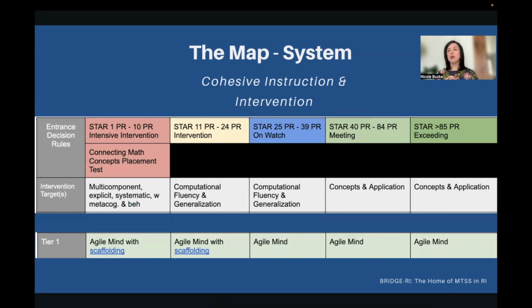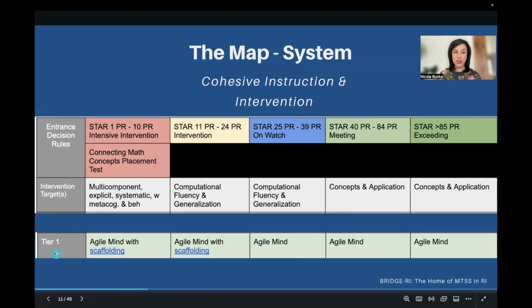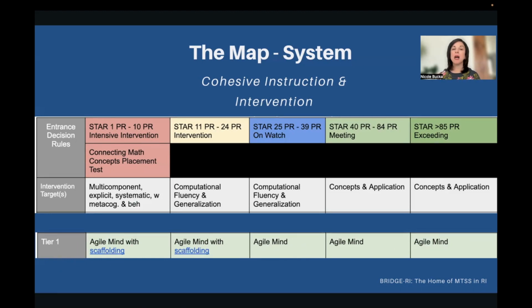Cohesion does not only mean that we only use our core instructional materials for every tier. Cohesion means we're meeting different students' needs the way they need to be met, and we want them to generalize that into their core instruction. So here you can see at Tier 1, all students are receiving this school's high-quality core curriculum, which in this particular school is Agile Mind.